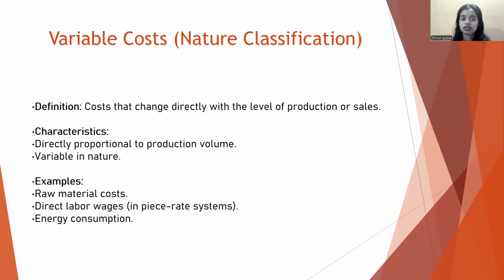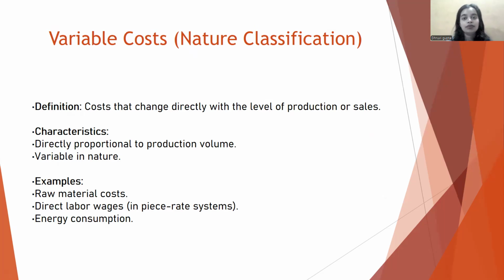Next is variable cost. The definition says costs that change directly with the level of production or sales. So fixed cost and variable cost are exactly opposite. Fixed cost doesn't change with the level of production or sales, but variable costs change directly with the level of production or sales. The characteristics of variable cost: it is directly proportional to production volume and variable in nature, because the production volume always varies and isn't fixed every time. That's why it is variable.